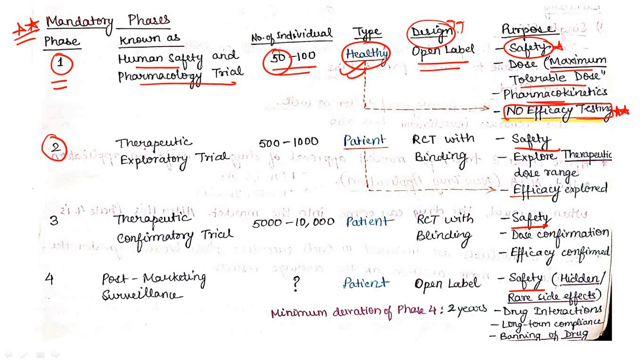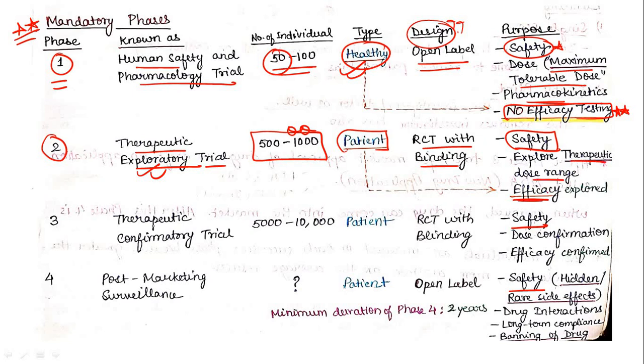Now going to the second phase, it is also known as the therapeutic exploratory trial. In this, we usually take 500 to 1000 individuals, and all of them are patients, and the design will be RCT with blinding. What it is, I will discuss, don't worry. In this, we look for safety. The name itself suggests exploratory, meaning we have to explore. So what do we explore? We explore therapeutic dose range and we explore efficacy. So here only exploration is done. Clear? Efficacy exploration and therapeutic dose range exploration.